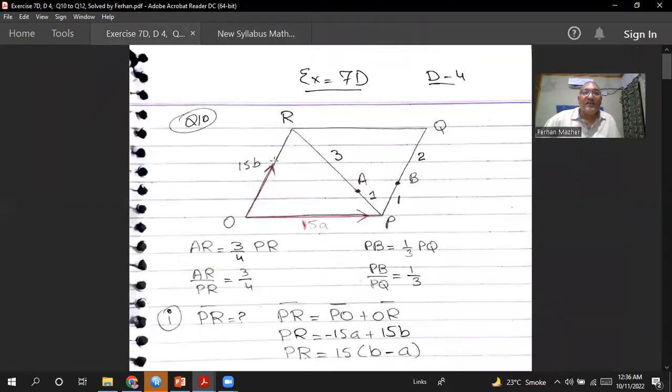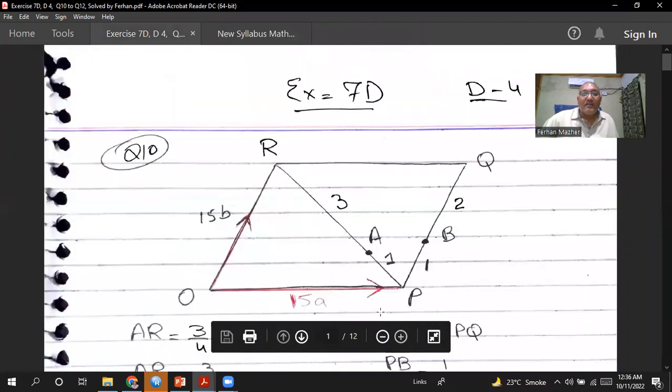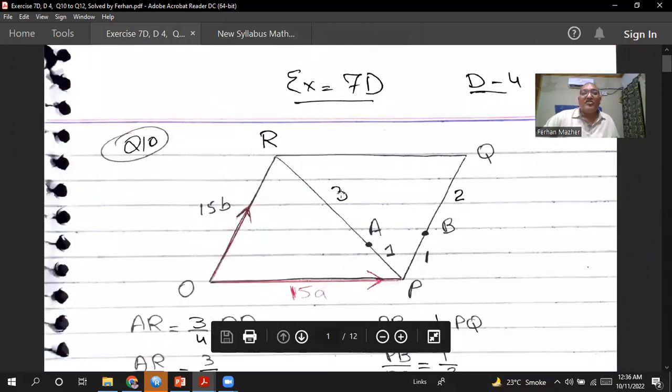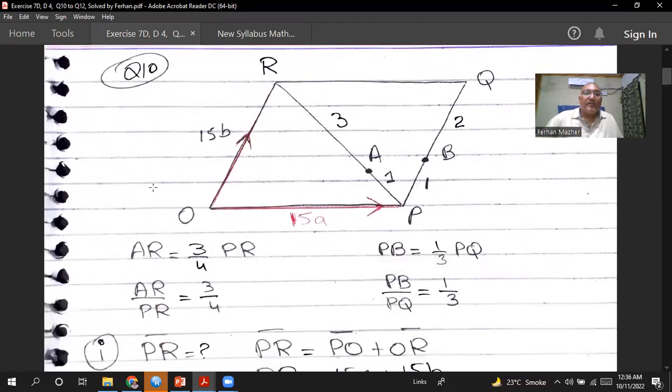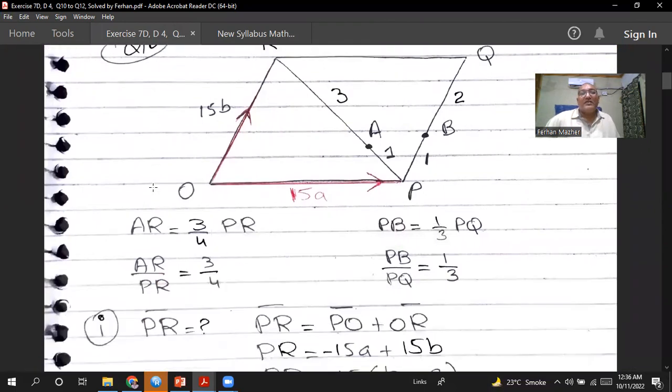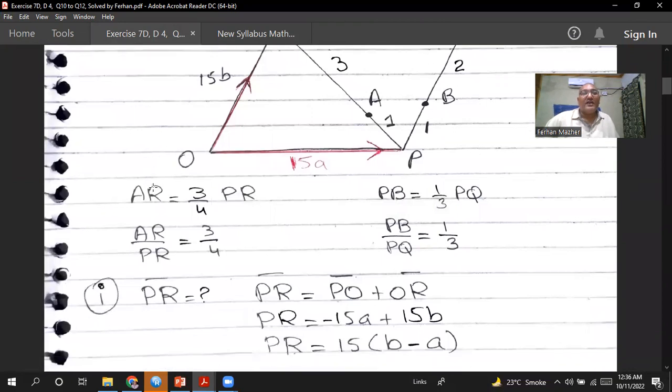Okay, so now we have here question number 10. This is the ratio 3 and 1. This is 1 and 2. This is 15B. This whole thing is also 15B, and this is 15A, this is 15A. Okay, so they want me to find out PR.